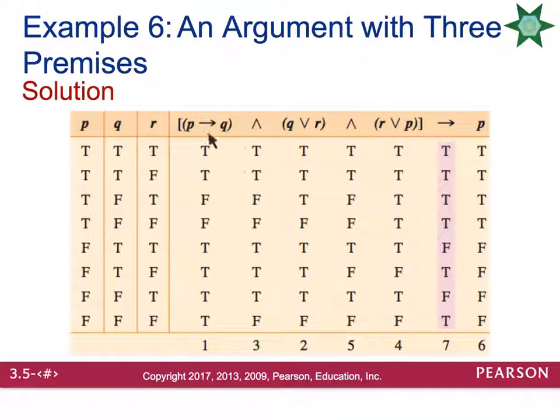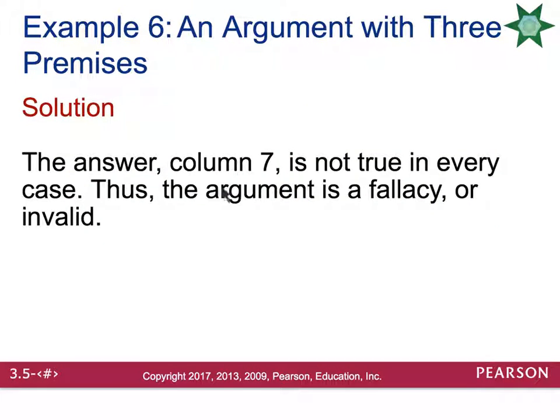Saying this and this and this means they all three have to be true in order for the final result to be true. And then we would do the arrow with a P. Again, this is not a valid argument because we don't have all trues in our final column. So the answer was column 7 is not true in every case, thus the argument is a fallacy, or invalid, because we need all trues for it to be a valid argument.